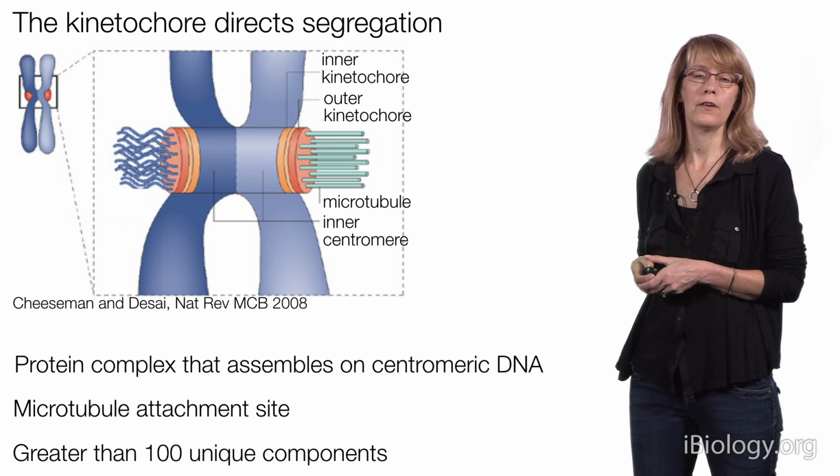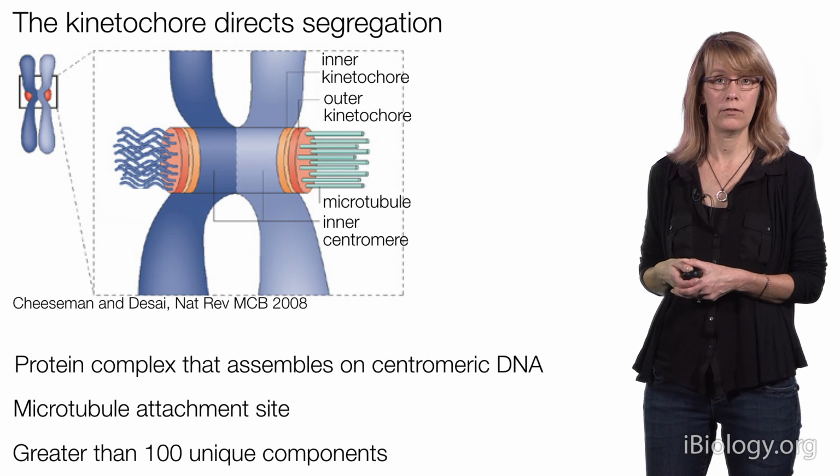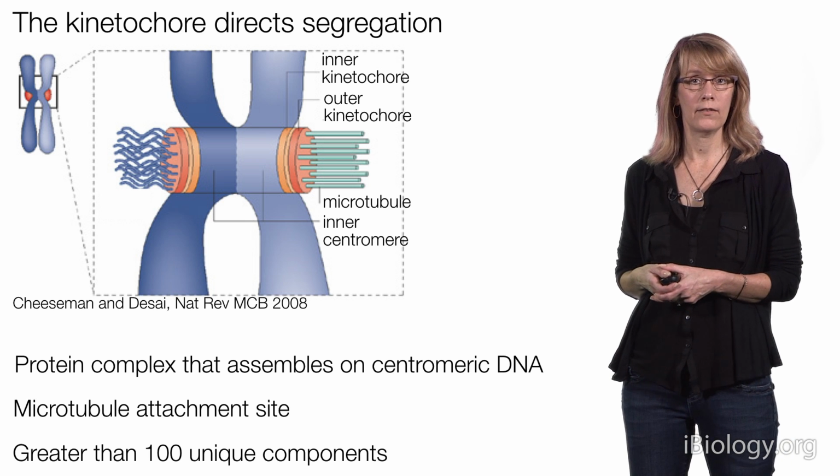We now know that the human kinetochore has more than 100 unique components. So it's a really complicated structure, and most of these proteins are present in multiple copies.